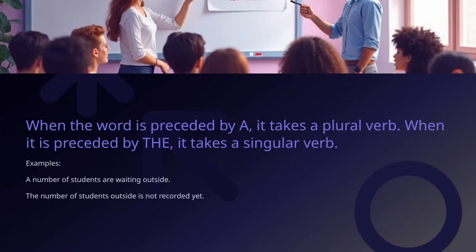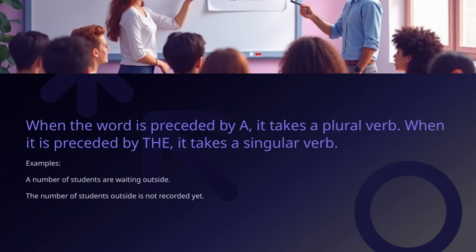The number of students outside is not recorded yet, so we don't have an exact count at this moment. However, we do know that a number of students are waiting outside, which indicates there are quite a few students still in the queue. Now, an interesting point to remember here is how we refer to these groups. For example, when we say a number of students, we use a plural verb because a number of is considered plural. Conversely, if we were talking about the number of students, that would be singular, and we'd use a singular verb. Understanding this distinction is important because it helps us communicate clearly and accurately about quantities and groups.